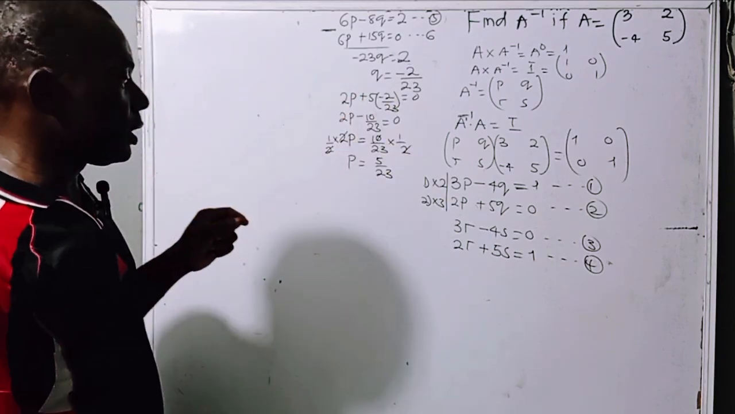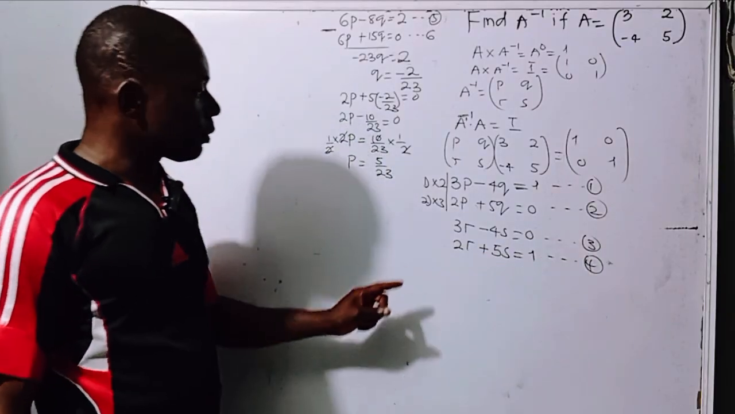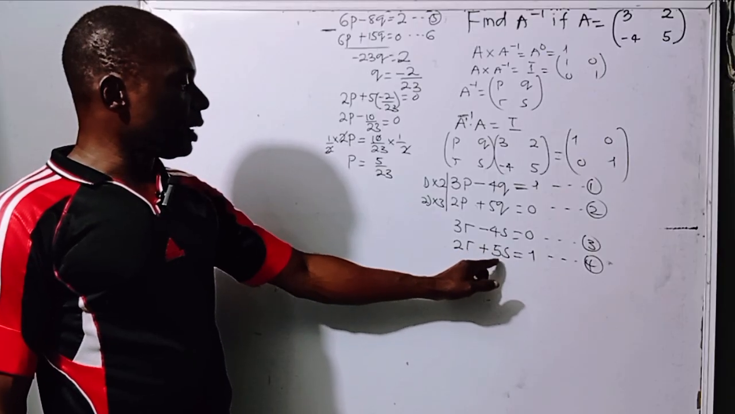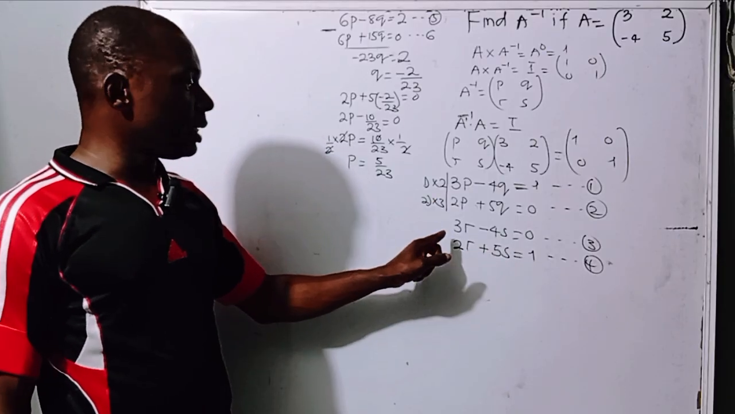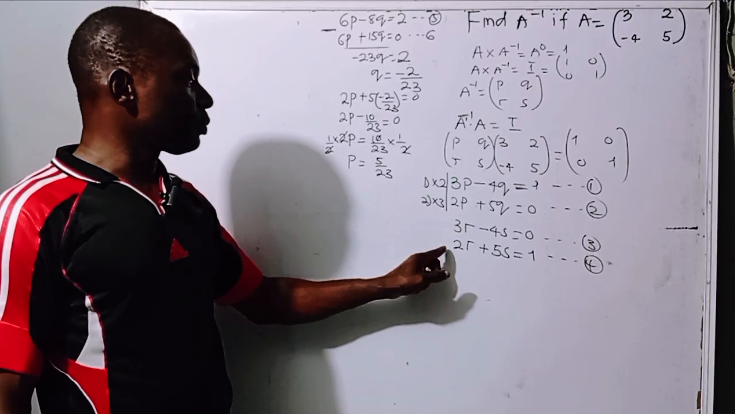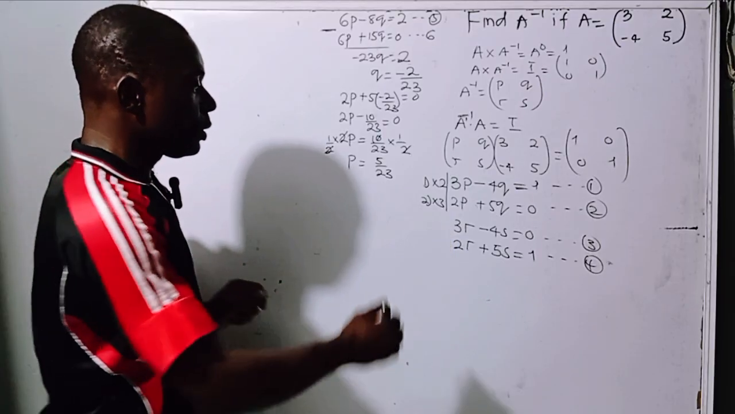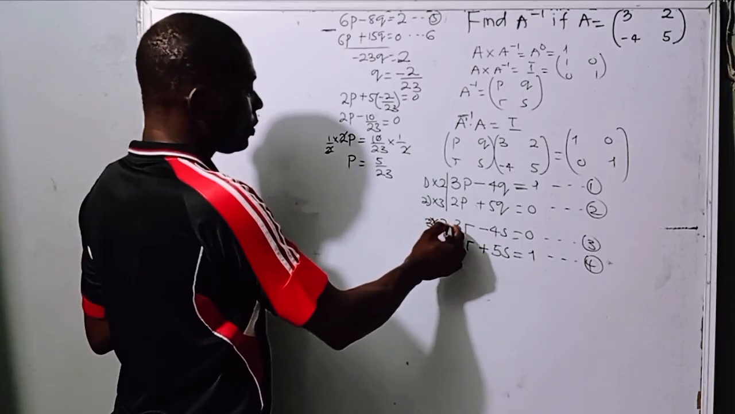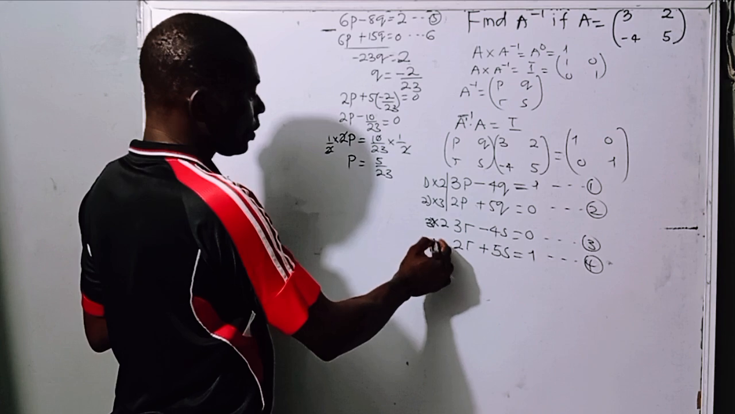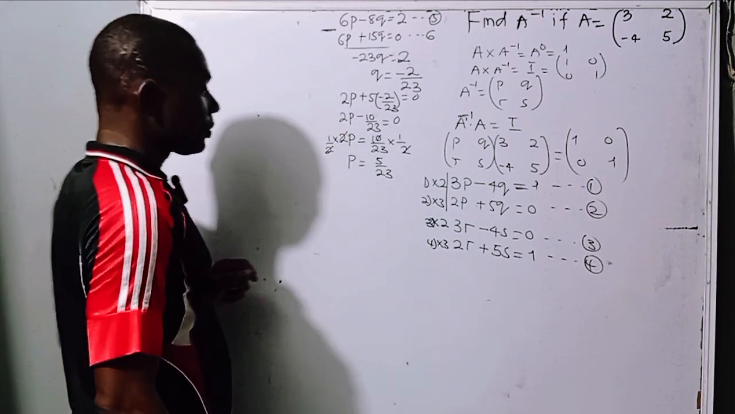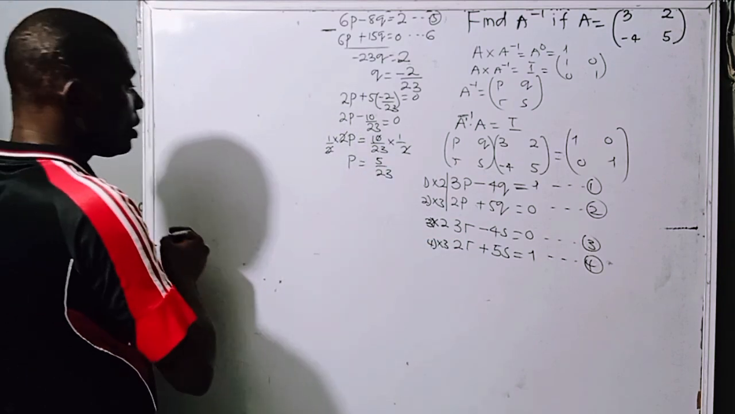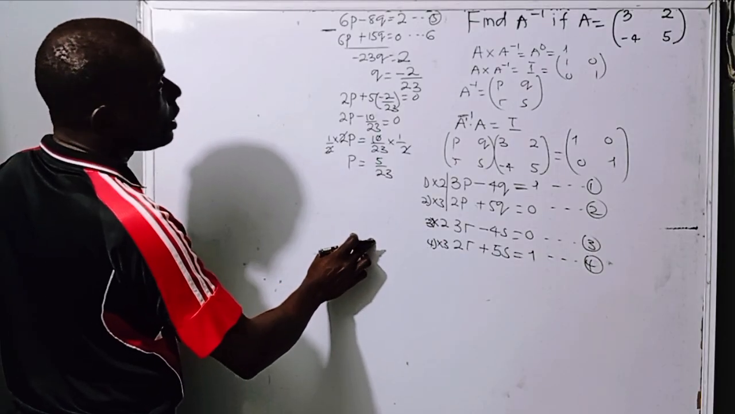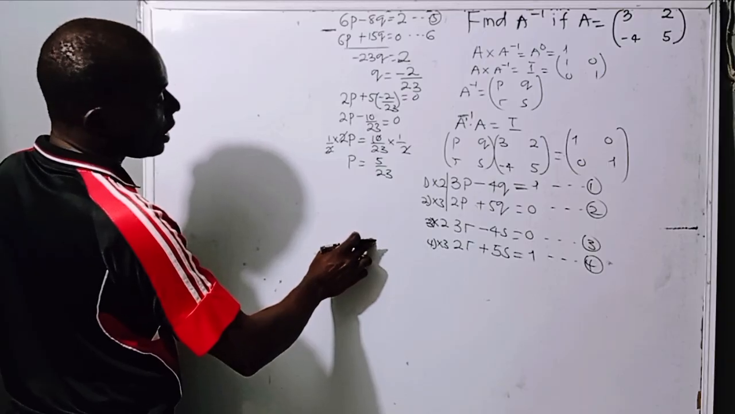Now let's shift our attention to equation 3 and equation 4. 3r minus 4x equals 0. 2r plus 5x is equal to 1. So let's also eliminate r here. So multiply equation 3 by 2, and equation 4 by 3. If we do that, eventually we will obtain equations 7 and 8.